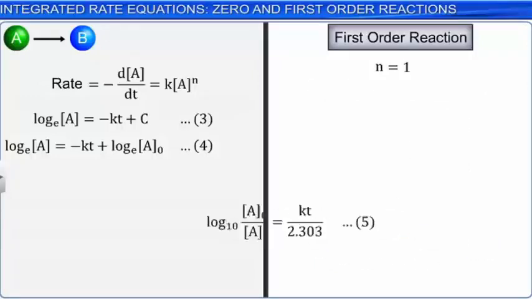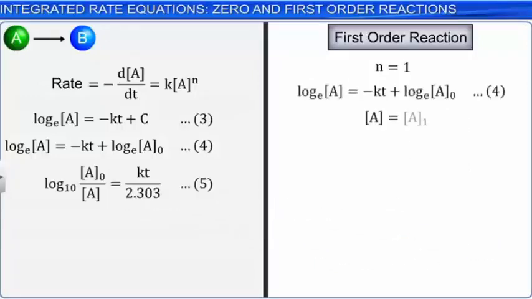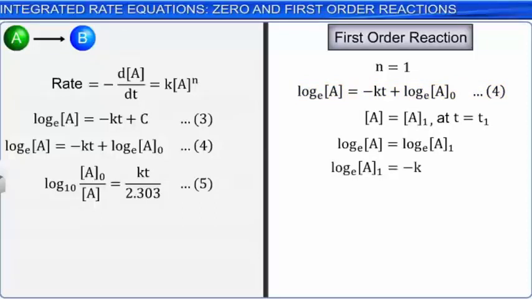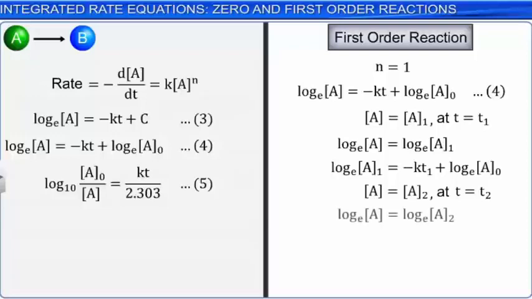If the concentration of A is A1 at time t1, then we can represent equation 4 as ln[A1] equal to minus k multiplied by t1 plus ln[A0]. Similarly, if the concentration of A is A2 at time t2, we can represent equation 4 as ln[A2] is equal to minus k into t2 plus ln[A0].